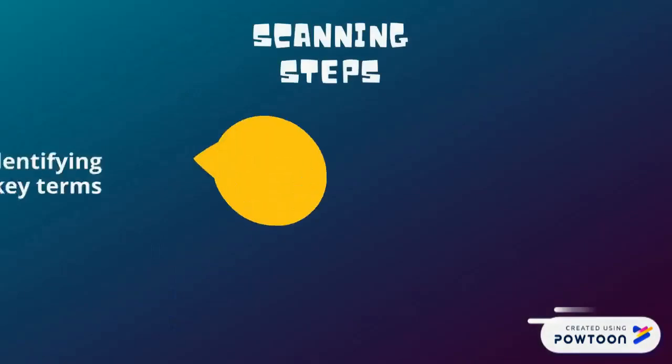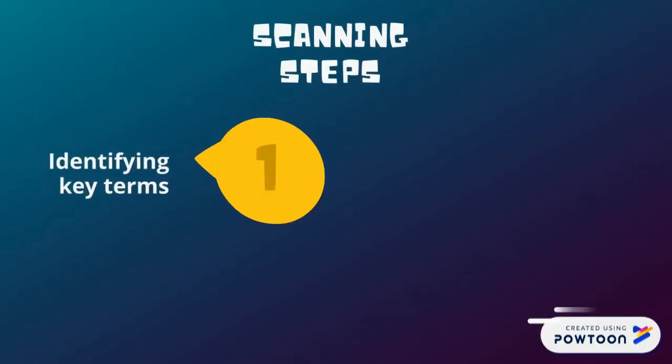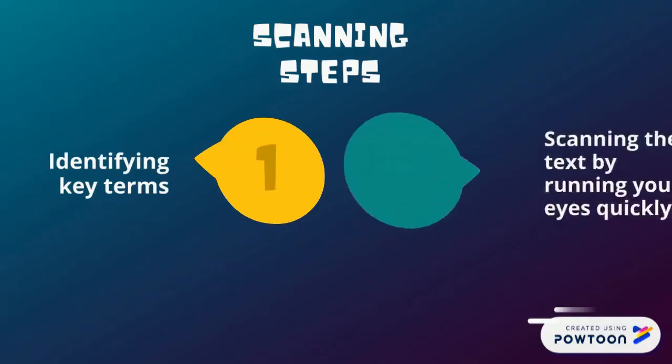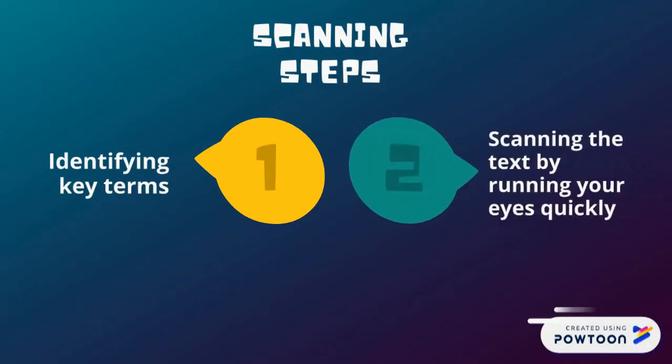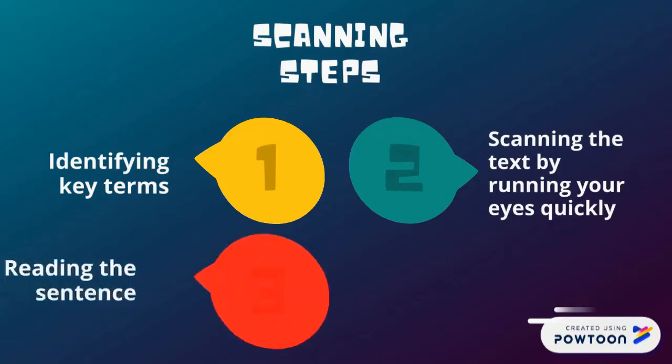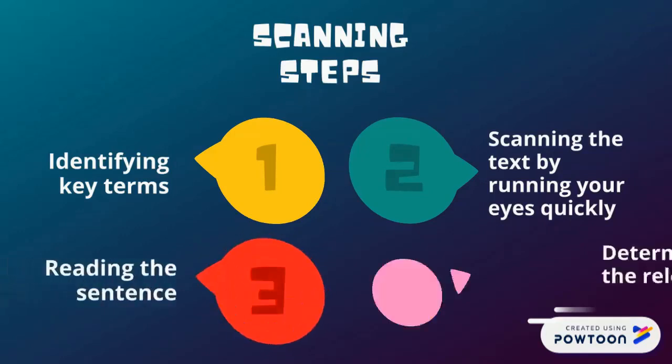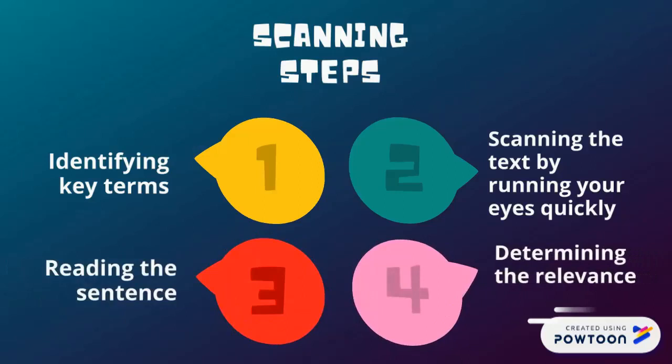First, as with all reading tasks, we need to identify our purpose. In this case, what information we need to find. This could be key terms or phrases, concepts or particular sections. Next, scan the text by running your eyes quickly over the page looking for information you need. Ignore everything else and don't read every word. When you find what you're looking for, read the information and sentences around it. Finally, decide if this is relevant to your purpose.